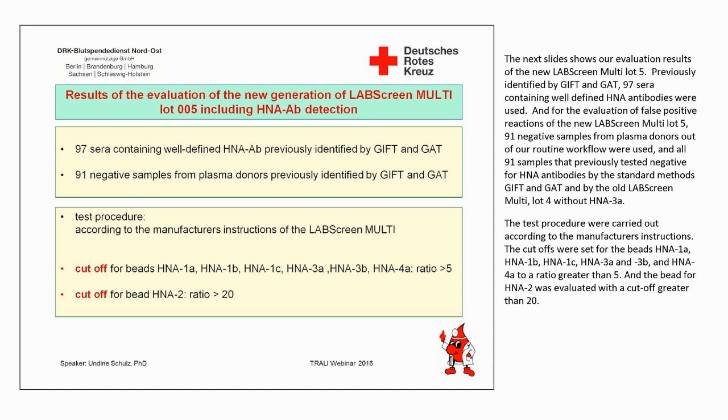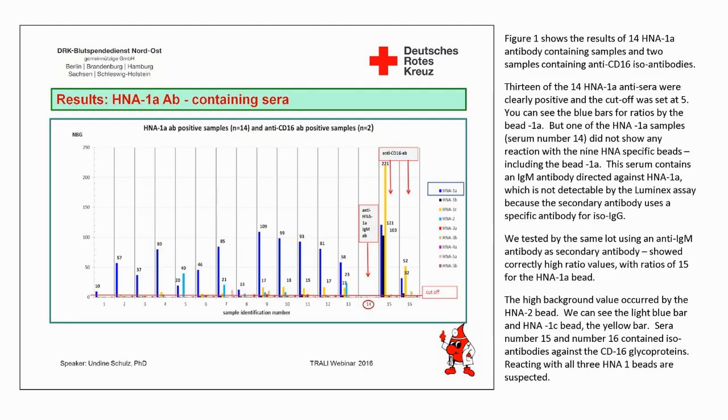The cutoff was set for the beads HNA1A, HNA1B, HNA1C, HNA3A and 3B, and HNA4A to a ratio greater than 5. And the bead for HNA2 was evaluated with a cutoff greater than 20. Figure 1 shows the results for 14 HNA1A antibody-containing samples and 2 samples containing anti-CD16 isoantibodies. 13 out of 14 HNA1A antisera were clearly positive, with the cutoff set at 5. You can see the blue bars for ratios by the bead 1A.